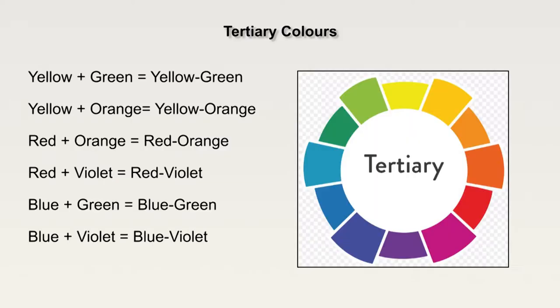Tertiary colors. Tertiary colors are obtained by mixing one primary color with one secondary color. Yellow plus green gives yellow green. Yellow plus orange gives yellow orange. Red plus orange gives red orange. Red plus violet gives red violet. Blue plus green gives blue green. Blue plus violet gives blue violet.